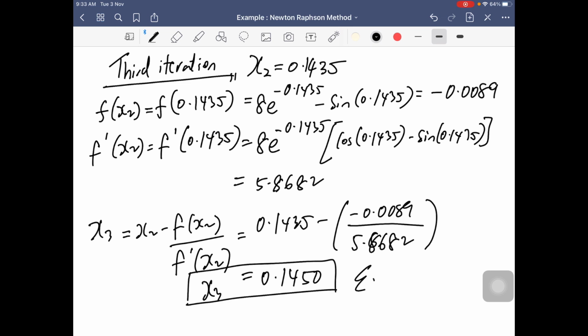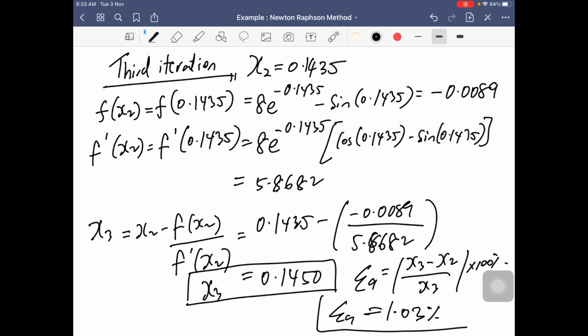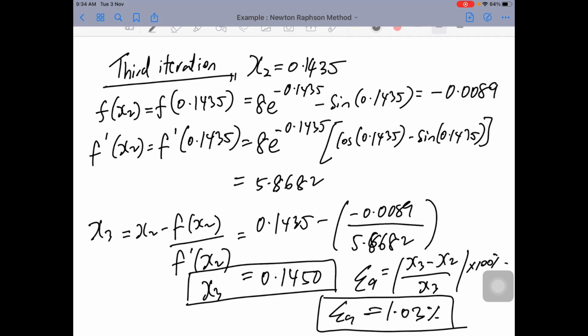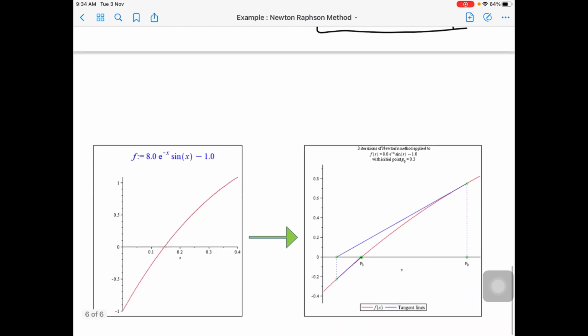Then you calculate your approximate percent relative error: x3 minus x2, divided with x3, times 100%. So you should get 1.03%. Again, you can see your approximate percent error is reduced. It gives you a good sign that our calculation converges toward the true solution. Alright.